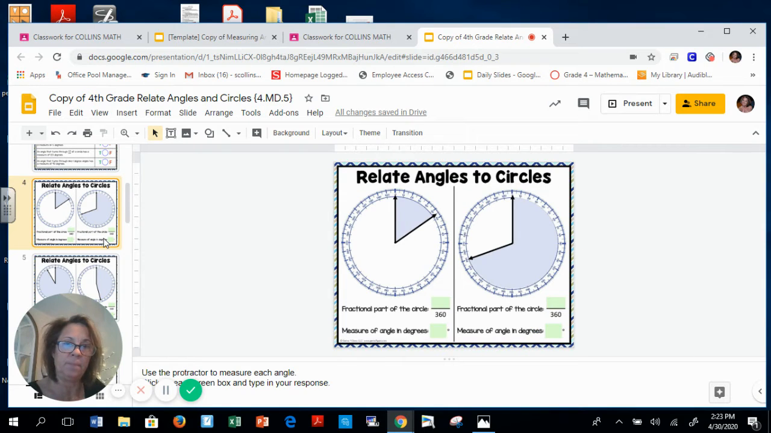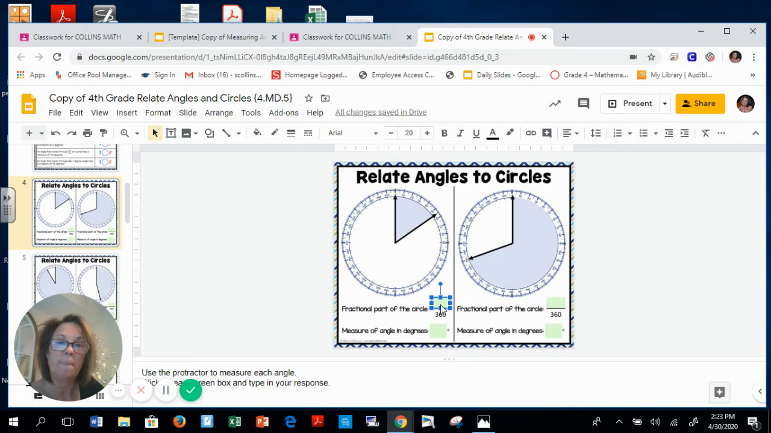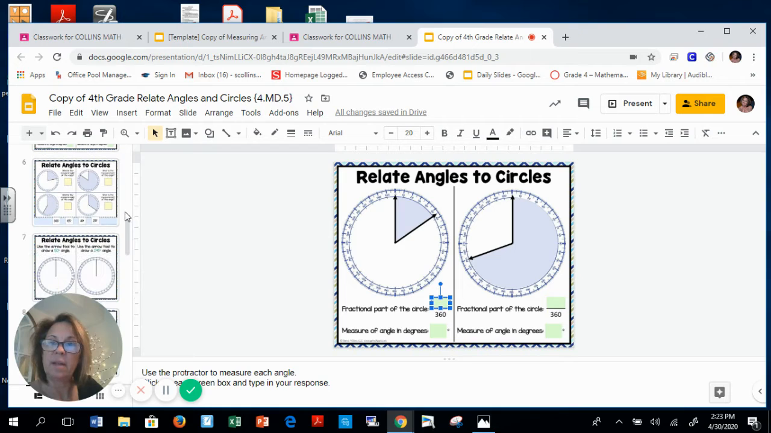Down here, for the fractional part of the circle, they're asking how much is this divided into? Well, I can see that that's 1/3, that's a third, that's a third. So that's going to be 6 equal pieces. I would take my 360 and divide it by 6. That's going to be my fraction up here. And then the measure of the angle in degrees would be whatever number you have on the top. There are a couple of slides like that.